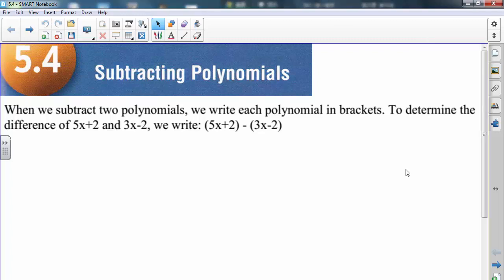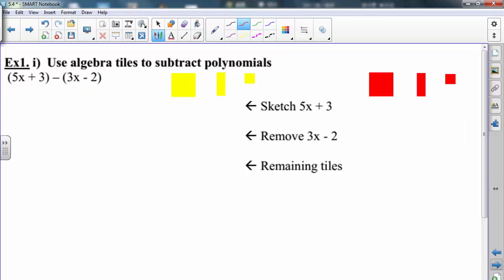5.4 Subtracting polynomials. When we subtract two polynomials, we write each polynomial in brackets. This one is exactly the same as adding two polynomials. For example, if we want to subtract these two polynomials, we use a pair of brackets for each polynomial to show I have two polynomials in this subtraction. But subtracting polynomials is more difficult than adding polynomials.